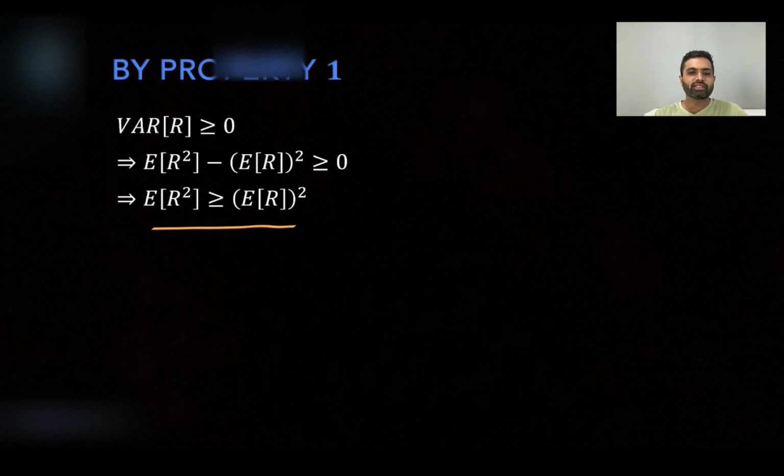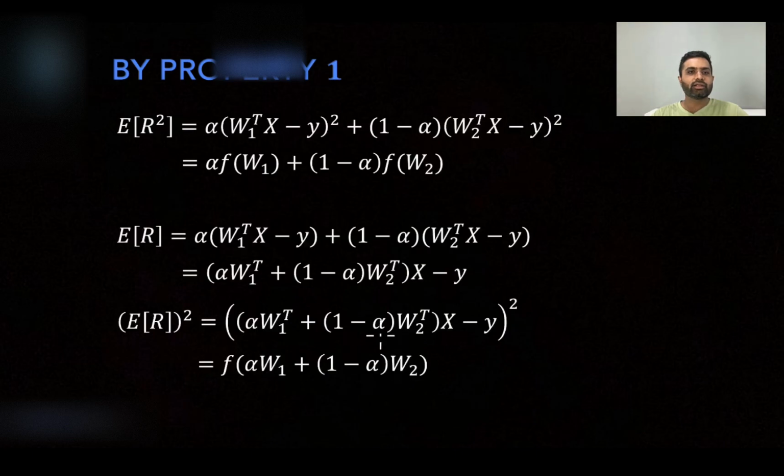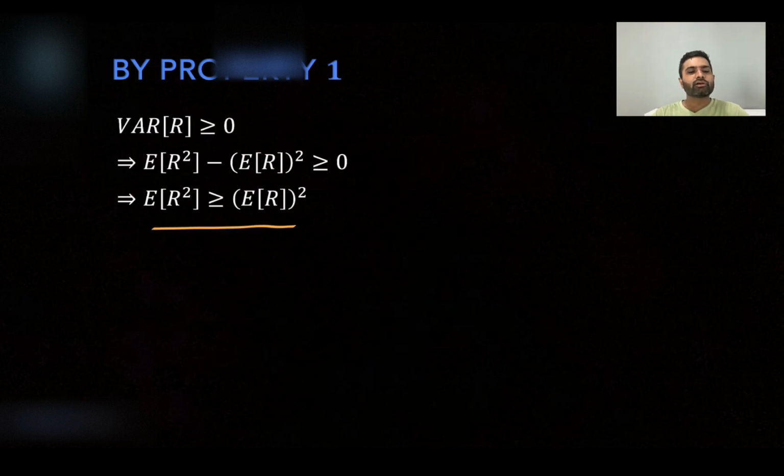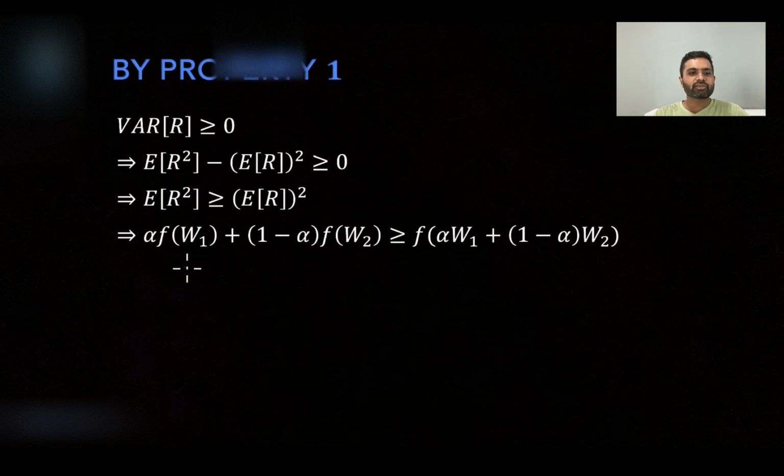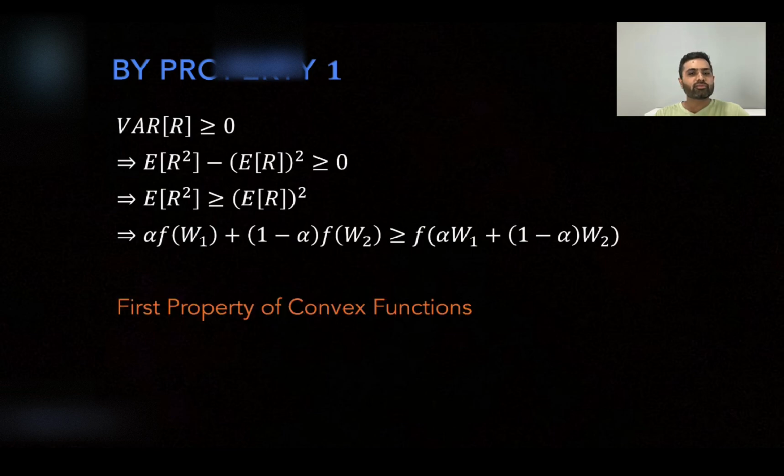We have obtained both of these terms in terms of f in the earlier slide. The first term, the expected value of r square, is just alpha times f of w1 plus 1 minus alpha times f of w2, and the expected value of r whole square is just f of alpha times w1 plus 1 minus alpha times w2. So we replace both of these quantities in this inequality. This gives us that alpha times f of w1 plus 1 minus alpha times f of w2 is greater than or equal to f of alpha times w1 plus 1 minus alpha times w2. And this is just the first property of convex functions.